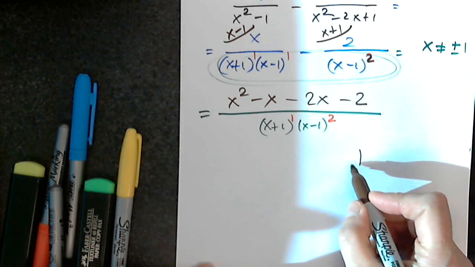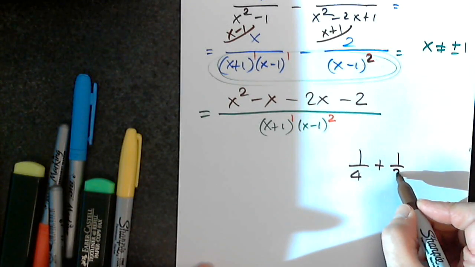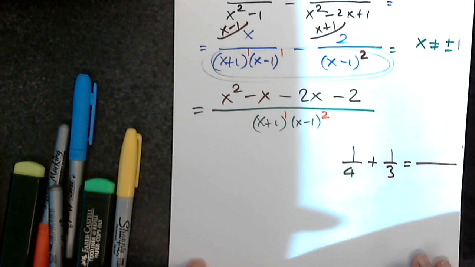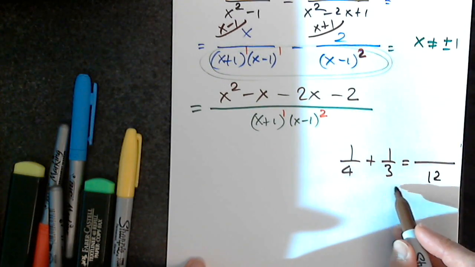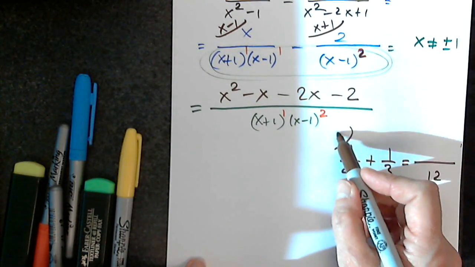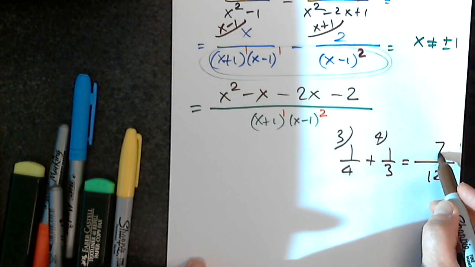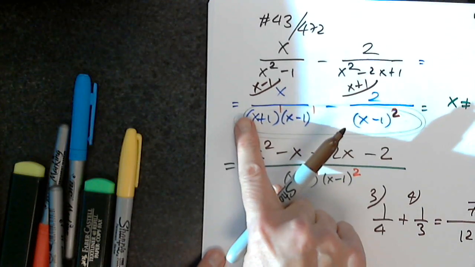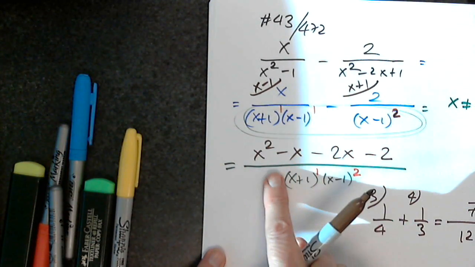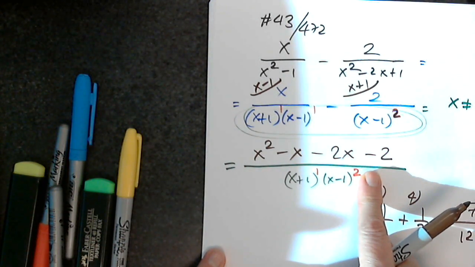So let's say 1/4 plus 1/3. The least common denominator is 12. 4 was multiplied by? 3. 3 was multiplied by? 4. 3 plus 4 is 7. So, x plus 1 times x minus 1 was multiplied by what to get this?